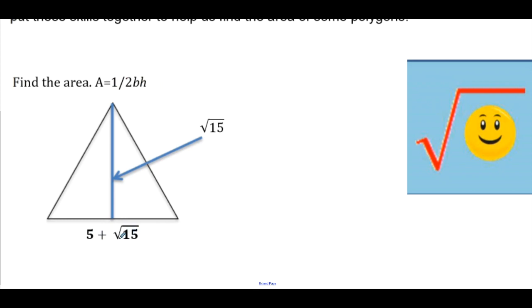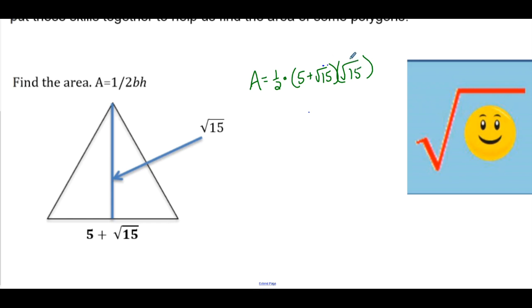The base in this case is 5 root 15. The height is the square root of 15. So when I write my formula, I'm going to have 1/2 times the base, which is 5 plus the square root of 15. The height is the square root of 15. Okay? Now, what I typically do, and this is just my preference, your teacher may feel differently, I usually leave this 1/2 sort of out in front and don't mess with it.